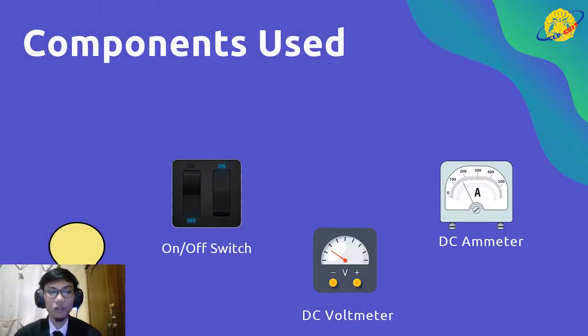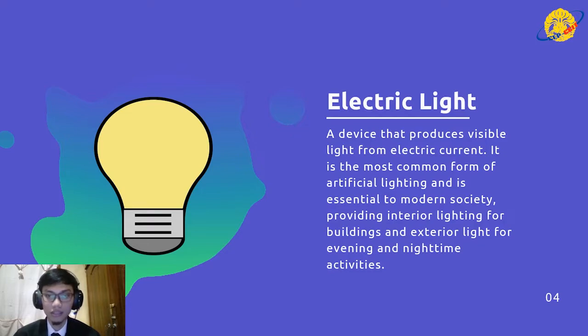Assalamualaikum warahmatullahi wabarakatuh. My name is Surya Rifqi Fadhilah, and in this video I will explain a little bit about the electronic components that we use in this project. The first one is the electric light. This is a device that produces visible light from electric current.